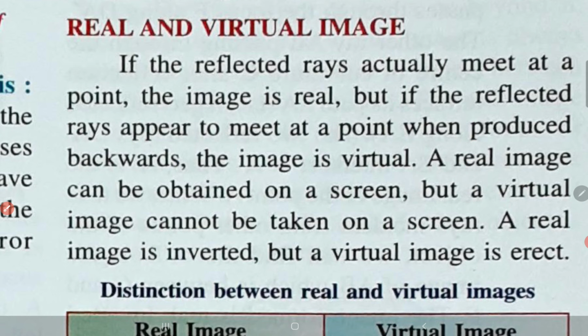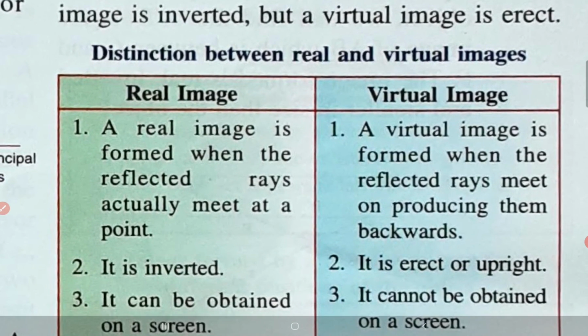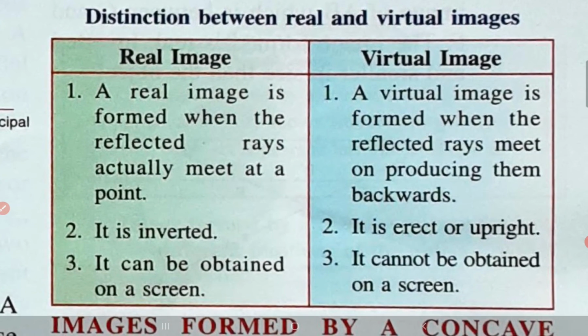For example, the head of a person will be at the top and the feet of a person will be at the bottom only. So, the distinction between real and virtual images. A real image is formed when the reflected rays actually meet at a point, whereas a virtual image is formed when the rays reflect and appear to come from one point, or when they are produced backwards they meet at a point. So this is the definition of real image and virtual image.